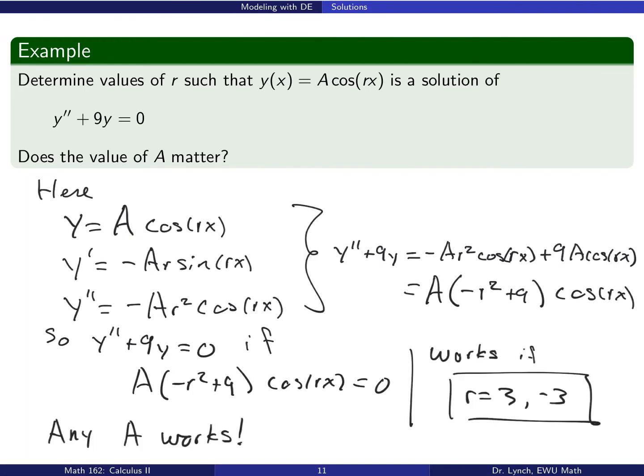So our function cosine of rx is a solution if r is 3 or minus 3. Of course, that sort of yields the same function since cosine is even. In any case, it turns out that this is independent of the constant value a. So you can choose the constant value a to be anything you want and get the same idea.